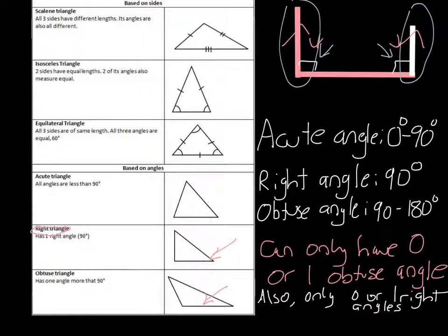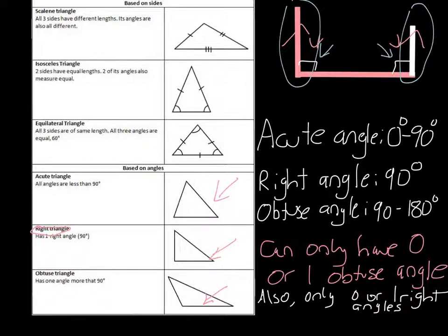Some triangles don't have an obtuse angle, don't have a right angle, and they're the third case. They are just called acute triangles. So all three of the angles are acute. Remember, in any triangle, it will have at least two acute angles. The third angle may also be acute, it may be a right angle or it may be an obtuse angle. So that's how we classify.